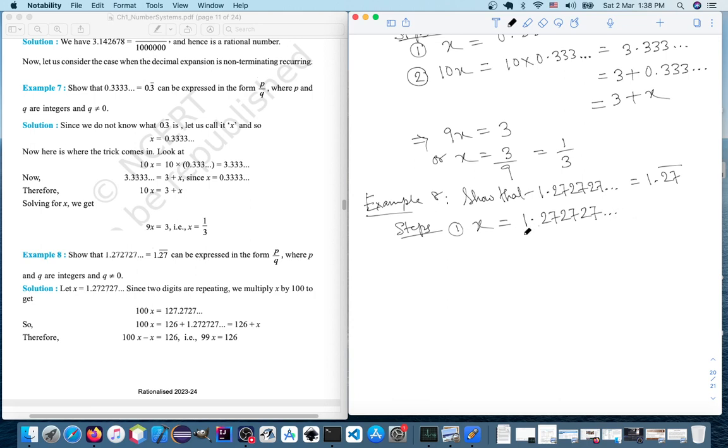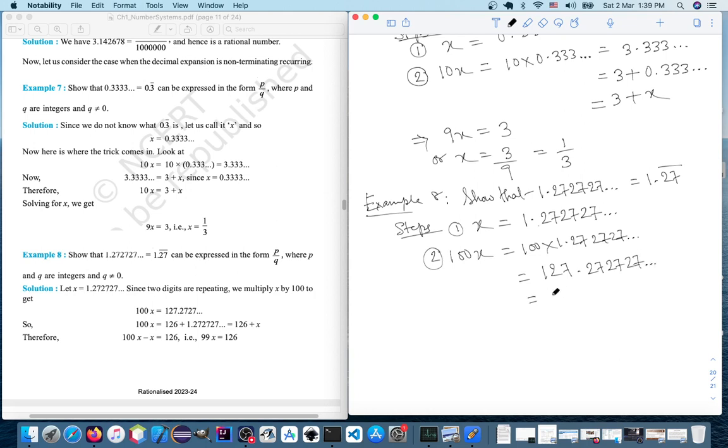In this case, we see the repeating block of digits is 27, and we have 2 digits in the repeating block. So this time we will multiply equation 1 with 100. 100x equals 100 into 1.272727 dot dot dot. This becomes 127, and then the same 2727 will repeat.